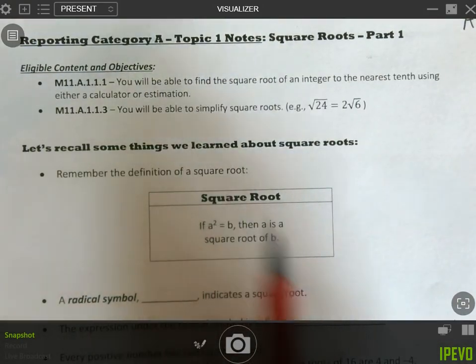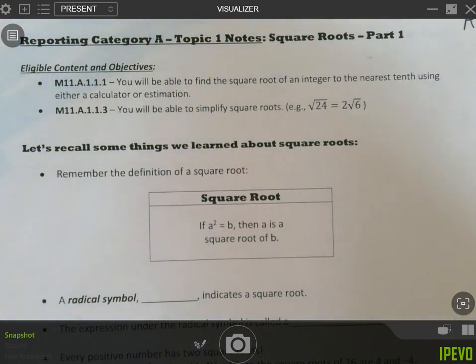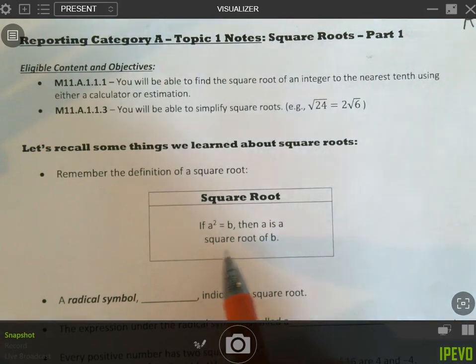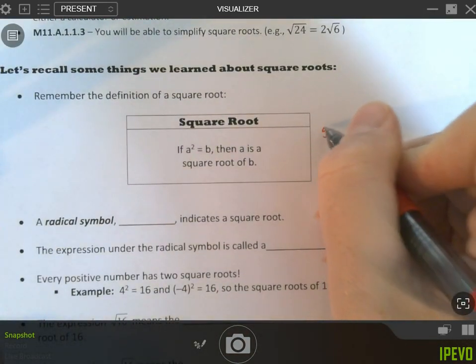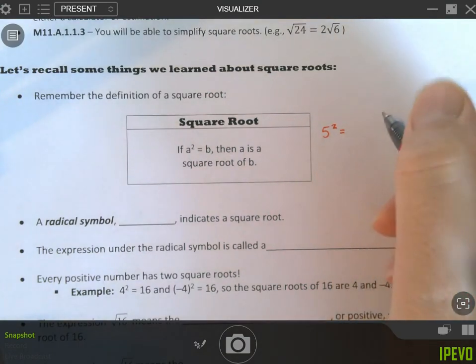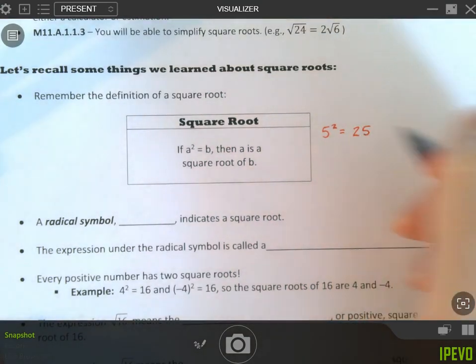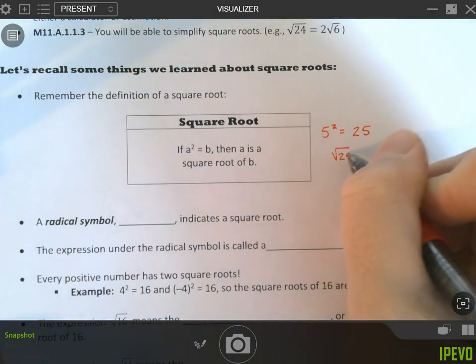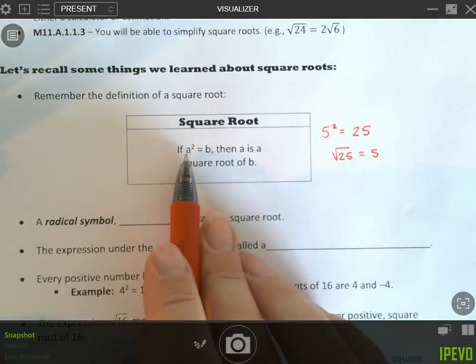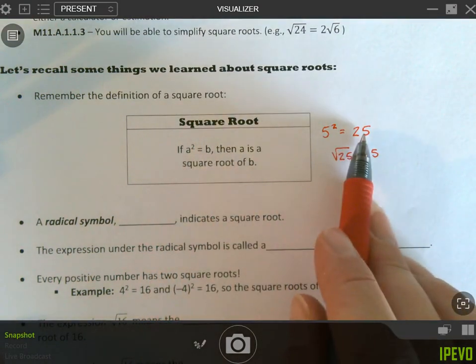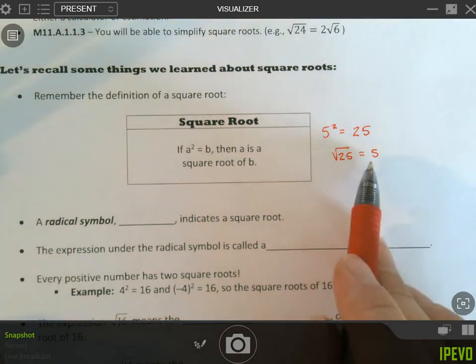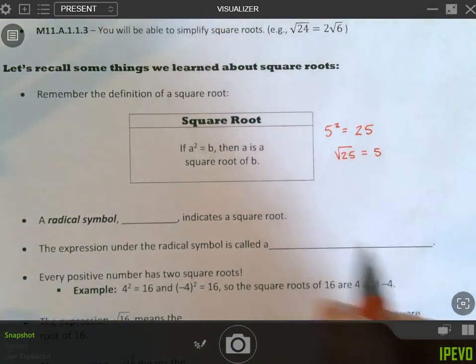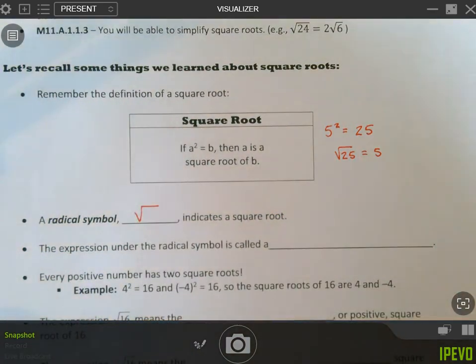Right, so the definition of a square root: what times itself gives you a number. So when it says a squared equals b, then a is the square root of b. Let's make some sense of this. What's 5 squared? 25. And what is the square root of 25? 5. So if a squared equals b, so 5 squared is 25, then a is a square root of b. That 5 is the square root of 25. That's all they're saying. Now, the radical symbol looks like this.